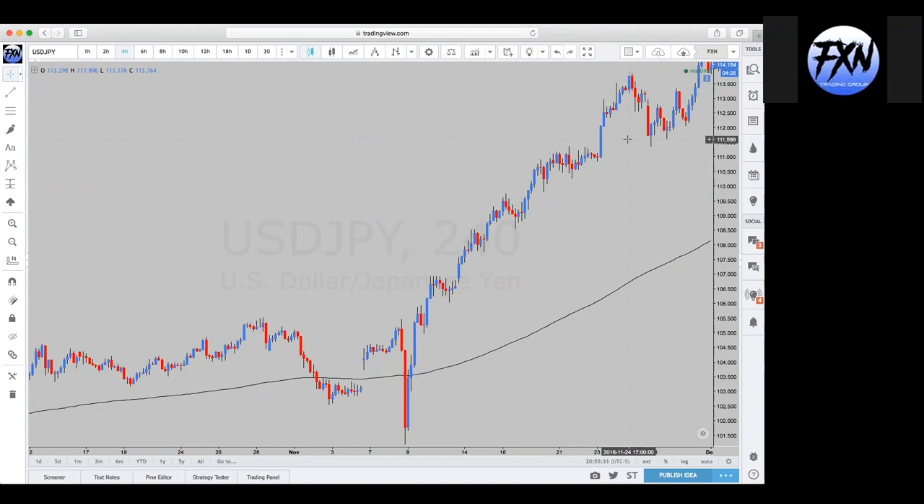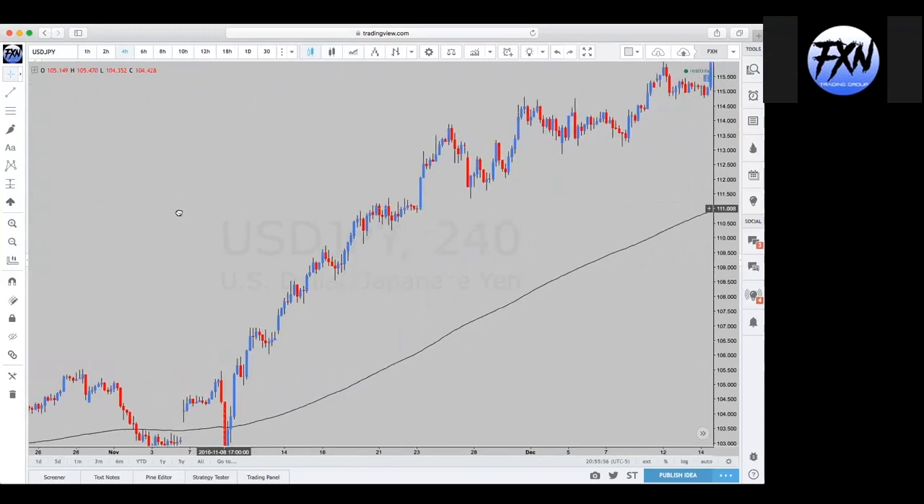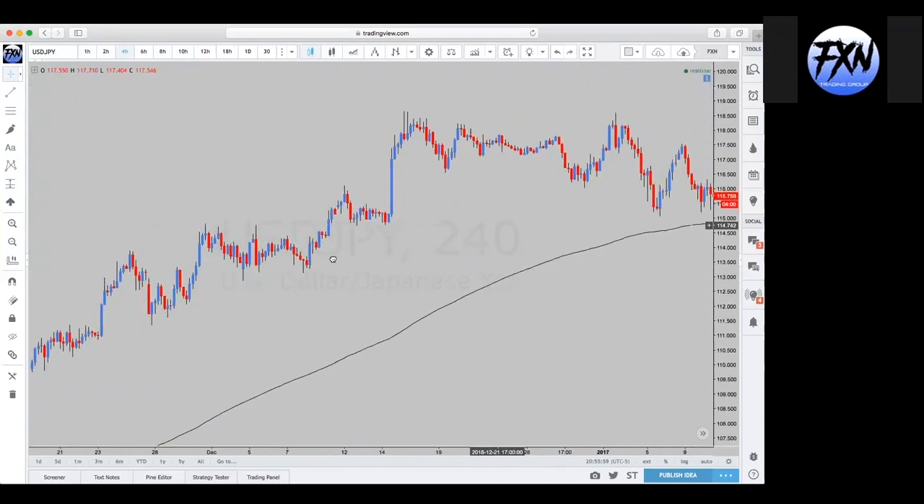Anybody have any questions on drawing support and resistance? Is everybody comfortable with support and resistance? Is everybody comfortable with drawing trend lines?